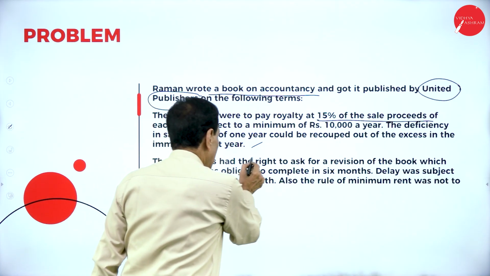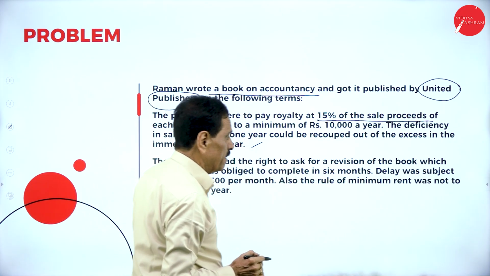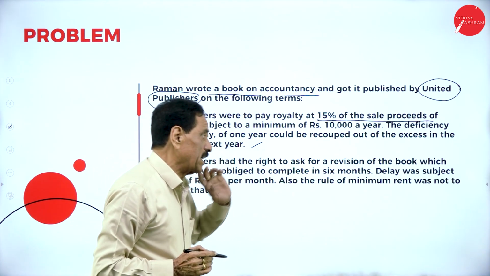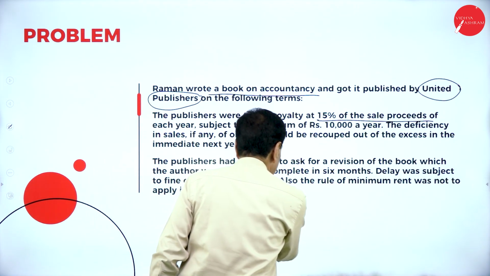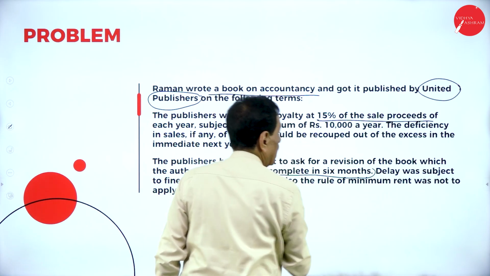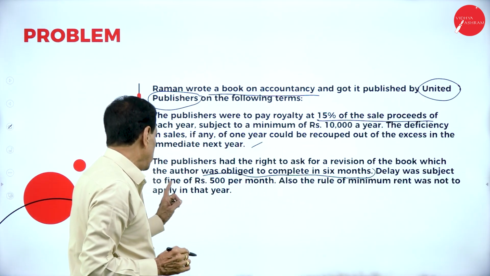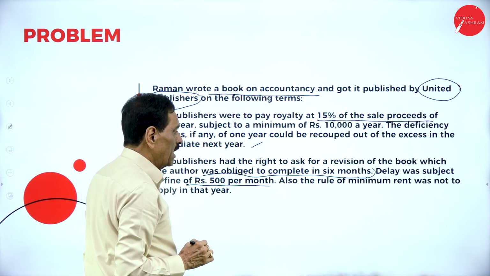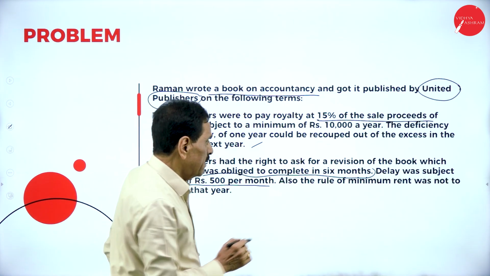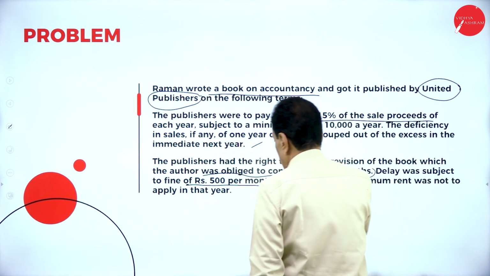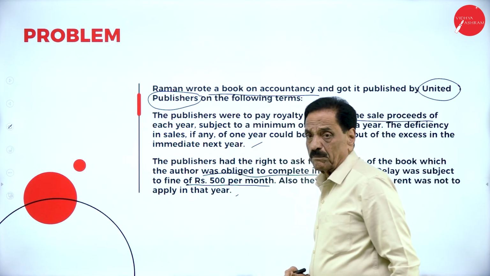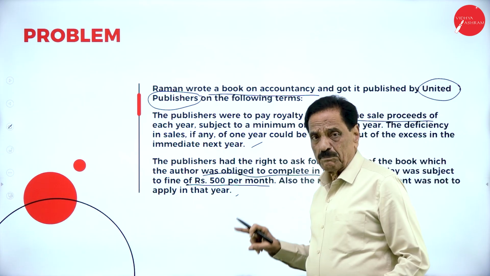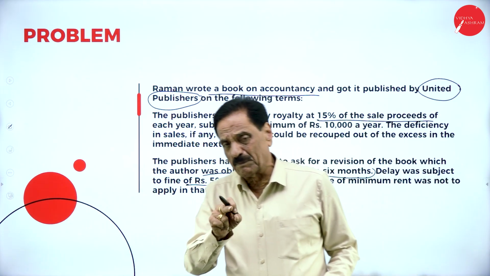The publisher had the right to ask for a revision of the book, which the author was obliged to complete in 6 months. This is important. Delay was subject to a fine of rupees 500 per month, and also the rule of minimum rent was not to apply in that year. The question of minimum rent does not arise at all.